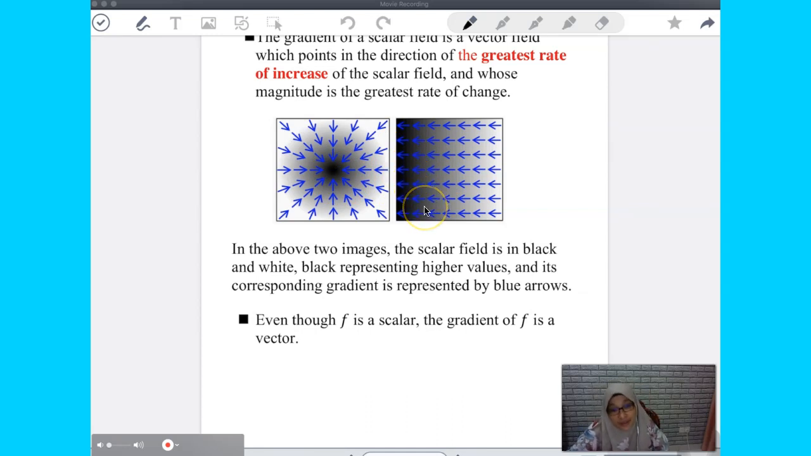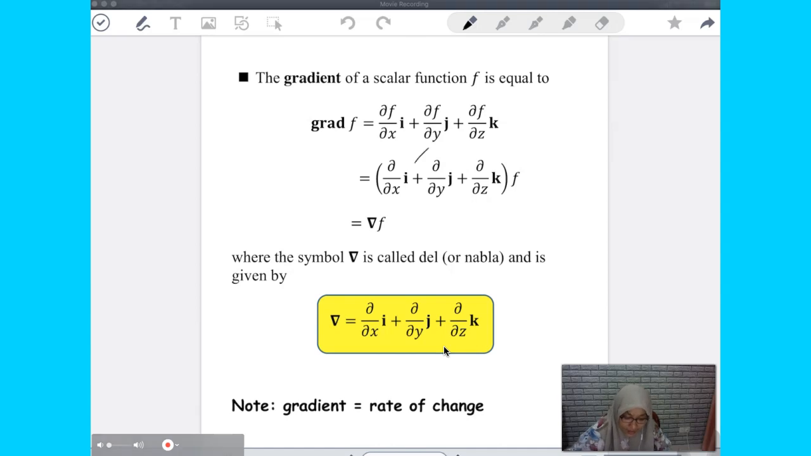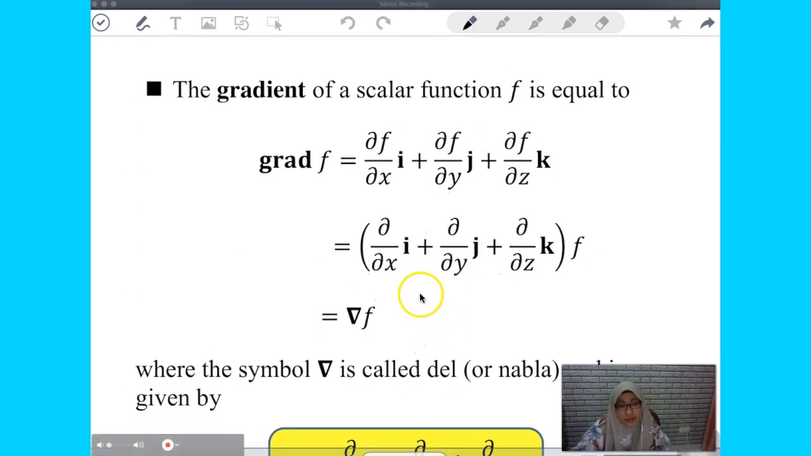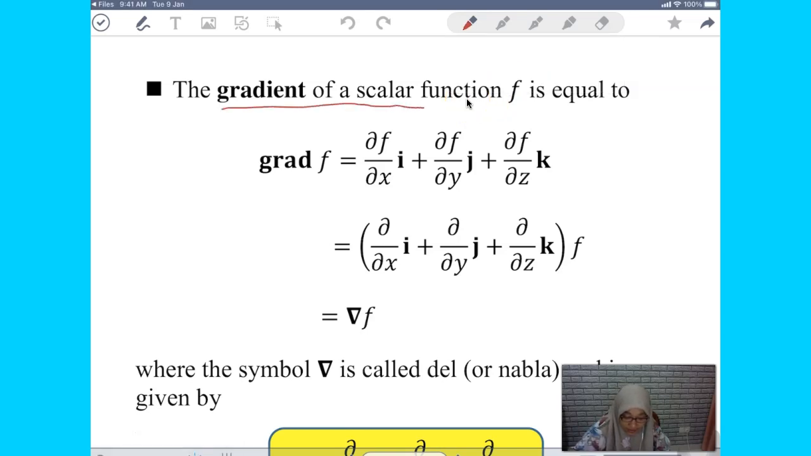As for now, maybe you have no idea, so let us look at how we can obtain the gradient of a scalar field. As stated here, even though f is a scalar field, the gradient of that scalar field will give a vector. So what does that mean? Firstly, you have to know what the gradient means. The gradient of a scalar function f is this one. So grad f, where grad is short for gradient.